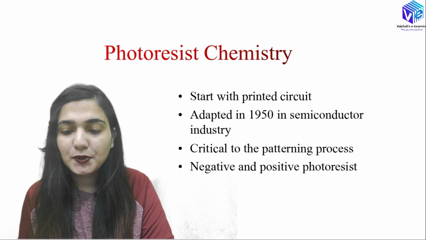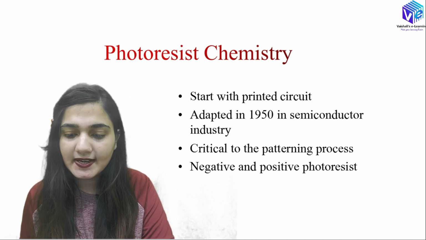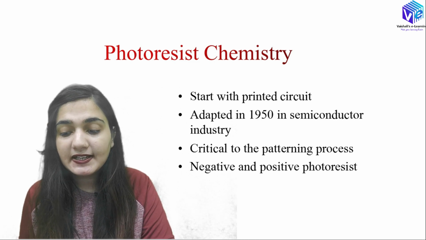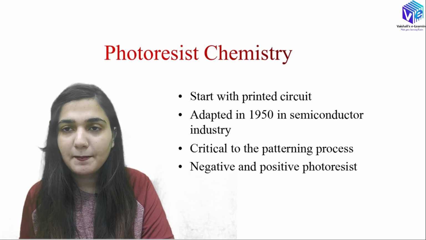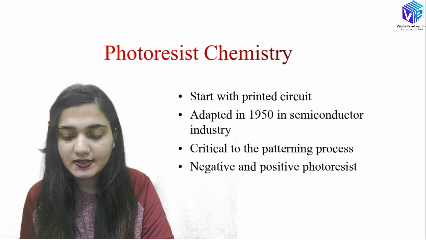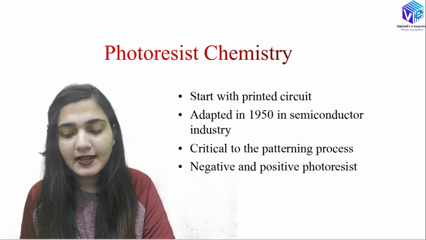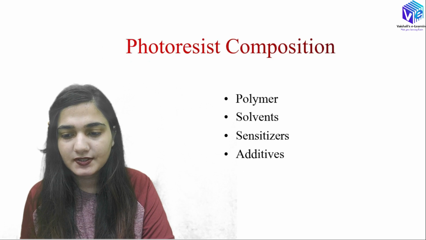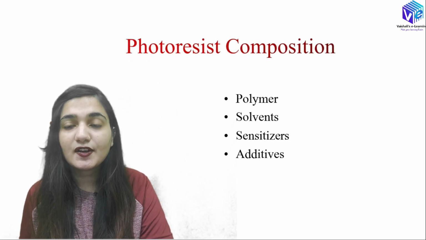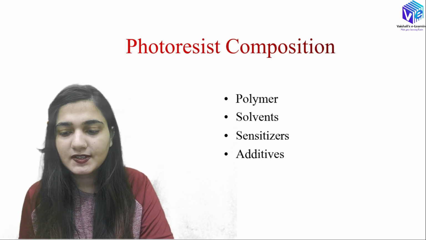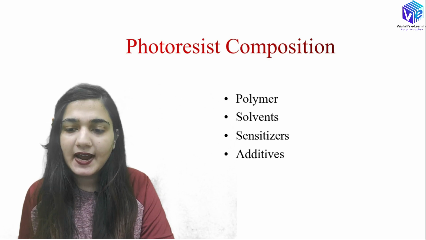Now coming to the photoresist chemistry. This process started with the printed circuit board designing. It was adapted in the 1950s in the semiconductor industry, and it is critical for the patterning or the masking processes. We can have two types. We have already discussed them, negative and positive photoresist. So the composition, I have already told you, we are going to discuss the four components of the photoresist that are polymer, solvent, sensitizers and additives.